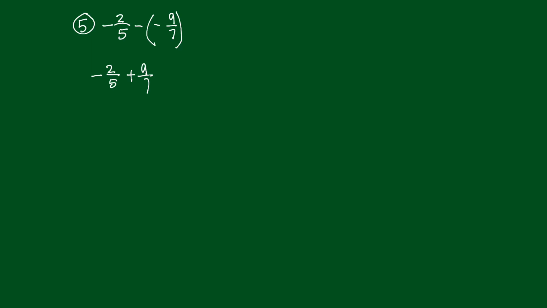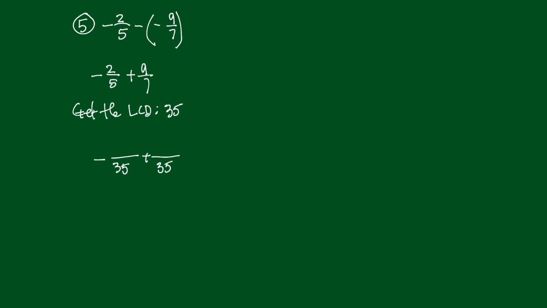Now what I need to do here is I need to get an LCD, right? Get the least common denominator. Now what is the smallest number that both 5 and 7 divide into? I'm going to say it's 35, because 5 divides into 35 evenly, 7 divides into 35. So I'm going to change each one of these denominators to 35s. Right, so I'm going to write negative something over 35 plus something over 35.